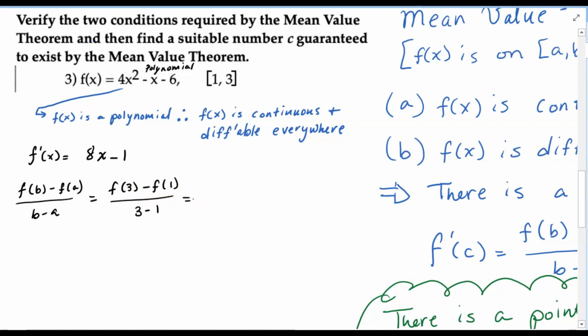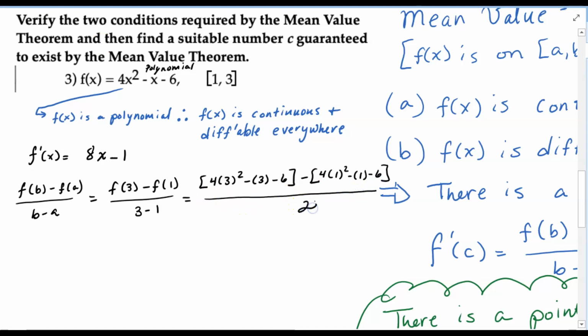Okay, so we plug that in. We get something that looks like this. So bear with me as I write it all down. And then you're welcome to work all of this out on your calculator if you wish. All right. We end up, doing all the math, with 27 minus negative 3 over 2, which is 30 over 2, which is 15. So there's not much left to do here.